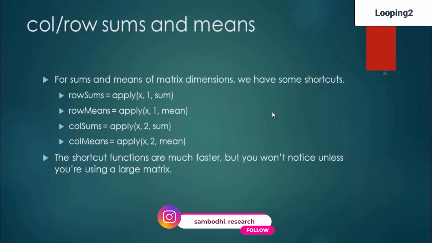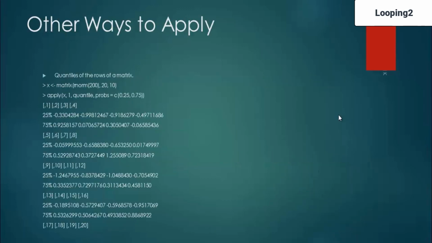So when you want to perform column sums and row sums and means in a matrix, you can always use apply. For example, for sums and means of matrix dimensions, we have some shortcuts. Row sums equal to apply of x comma 1 comma sum, so it will give you the first row and it applies the function sum. And row means, same way, the function is mean instead of sum. And when you want the column sums, you can use apply of x comma 2 comma sum, which means the column will be considered. So column means is apply of x comma 2 comma mean. The shortcut functions are much faster, but you won't notice unless you are using a large matrix.